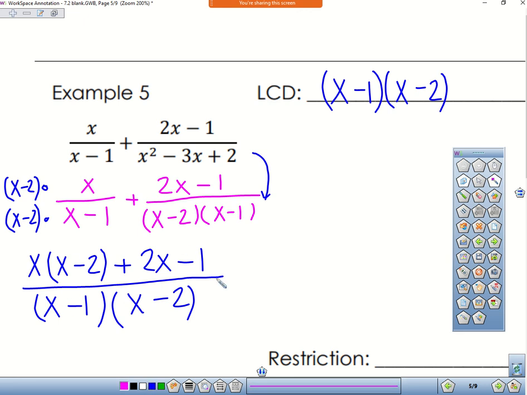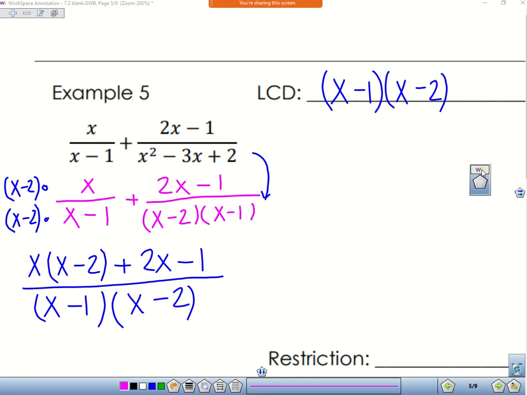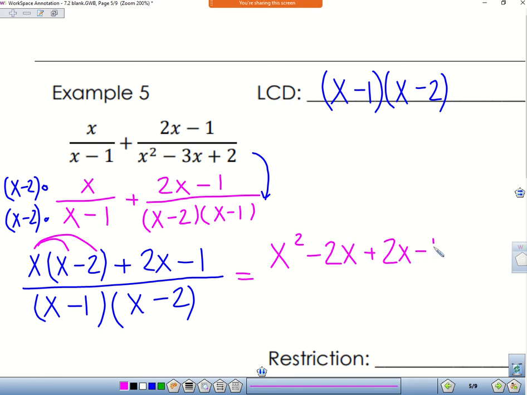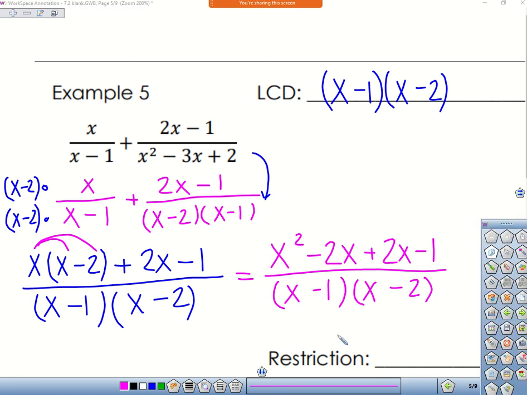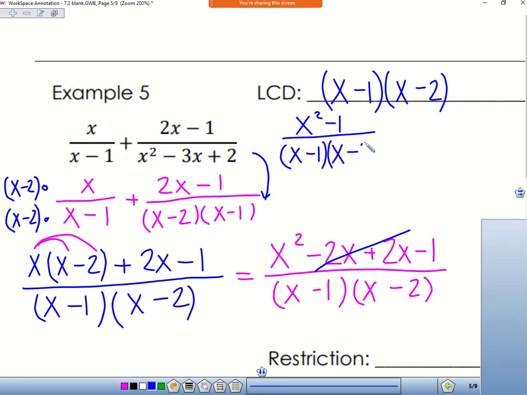So everybody with me on this step right here. What's our next step right here? Distribute. Good. That's going to come out to be x squared minus 2x plus 2x minus 1 all over this. And then what do you notice happens to my x terms? Good, they cancel out, which ultimately leaves me with x squared minus 1 all over x minus 1 times x minus 2.